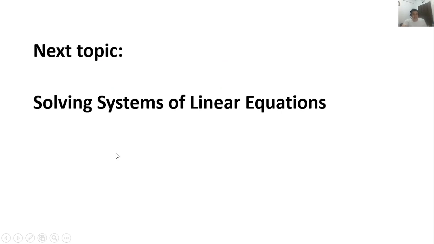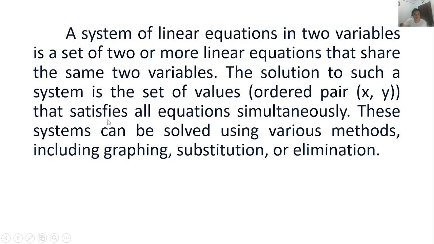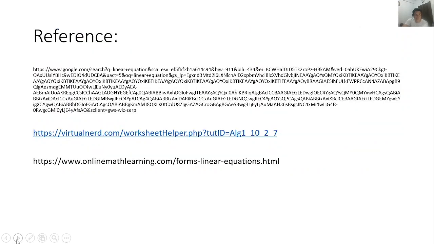So our next topic is solving systems of linear equations. A system of linear equations in two variables is a set of two or more linear equations that share the same two variables. The solution to such a system is the set of values, the ordered pair x, y, that satisfies all equations simultaneously. These systems can be solved using various methods, including graphing, substitution, or elimination. So this is our reference for the topic.